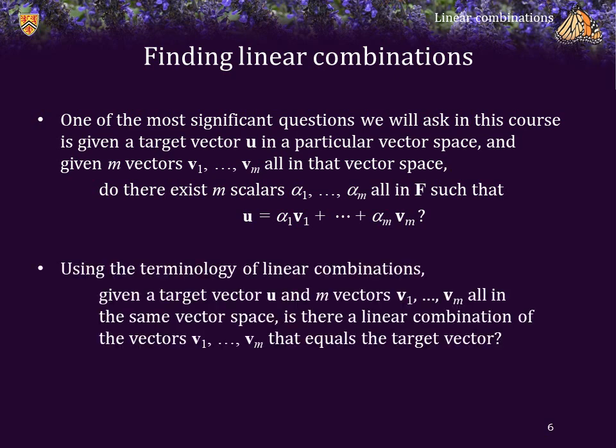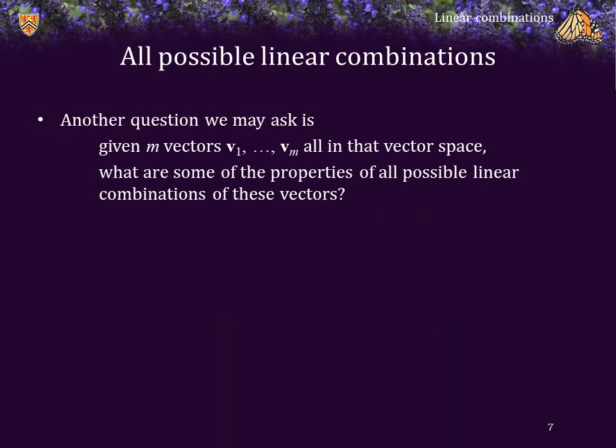Using the terminology of linear combinations, we may say: given a target vector u and m vectors v1 through vm, all in the same vector space, is there a linear combination of these vectors v1 through vm that equals the target vector u? Now, another question we may ask is: given m vectors v1 through vm all in a given vector space, what are some of the properties of all possible linear combinations of these m vectors?